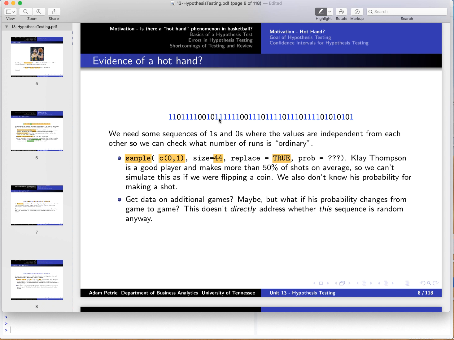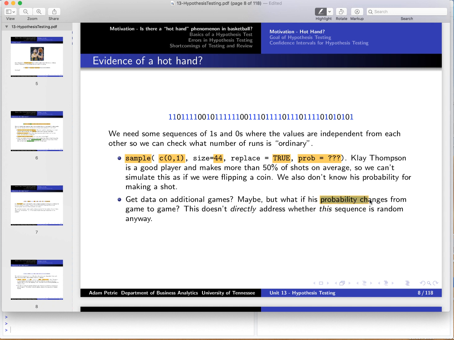Clay is able to make more than half the shots that he takes. And so we have to ask ourselves, what do we put in for the prob argument? What is the true probability that he'll make any particular basket? That's not really a question that we can necessarily answer from this data. We know it's not 50% because he makes more than half of the shots that he takes. Maybe if we collected some more data, we could nail down what that number is. Well, maybe or maybe not.